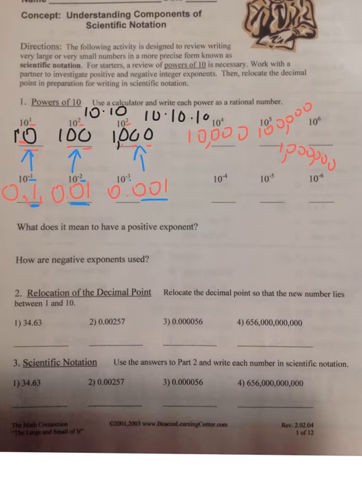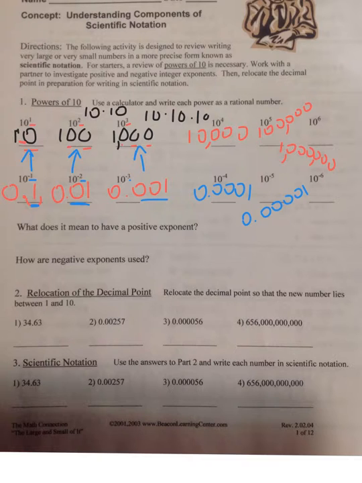Go ahead and work on 10 to the fourth, 10 to the negative fourth, negative fifth, and negative sixth. You have the answer there for 10 to the negative fourth and 10 to the negative fifth, and 10 to the negative sixth wouldn't fit on my screen, but you would have 0. Then you would have 5 zeros and then a 1.